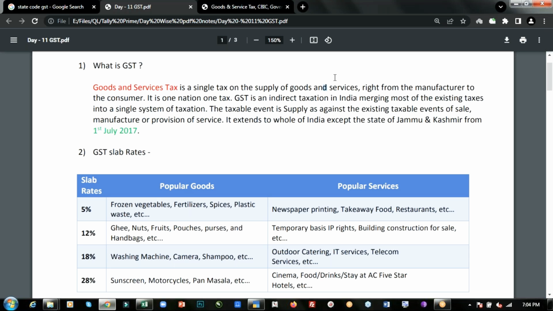Okay guys, then see you in the next session. In the next session, we will do GST in the Tally software practically. We will see all the topics.